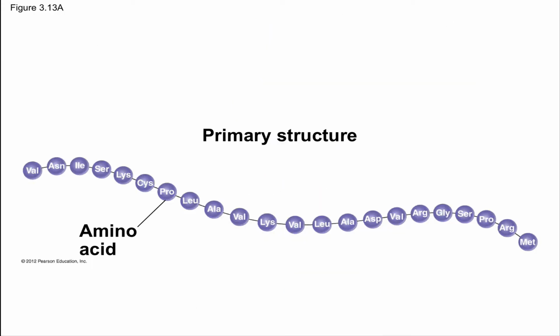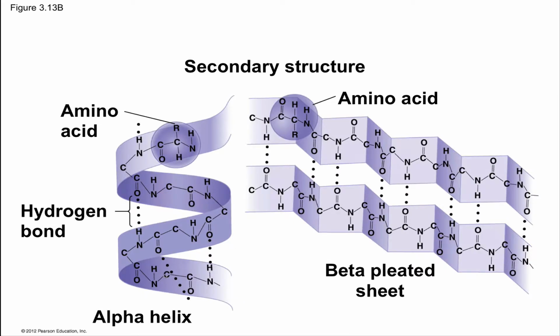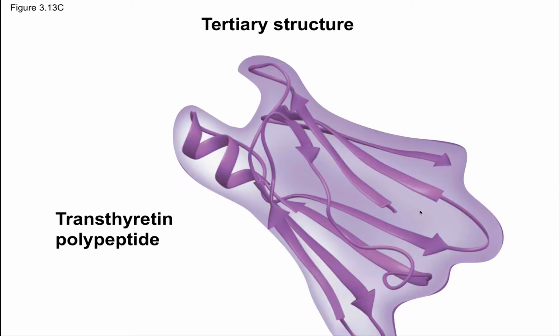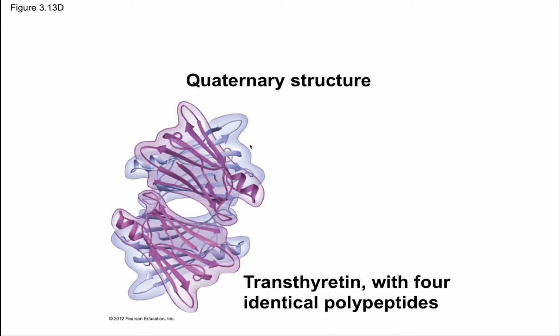So again, another picture of a primary structure. It's just showing the sequence of amino acids. The secondary structure, you can see the hydrogen bonds, and you can see the alpha helix and the beta pleated sheets. Going back to the tertiary structure, you see the entire 3D shape of this polypeptide chain. And then the quaternary structure shows you all four polypeptide chains interacting with one another and how they're put together to form this complete protein.